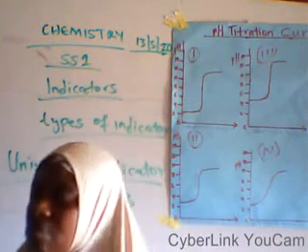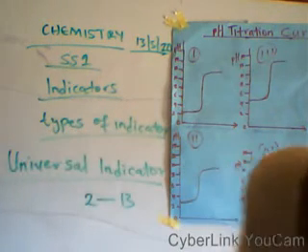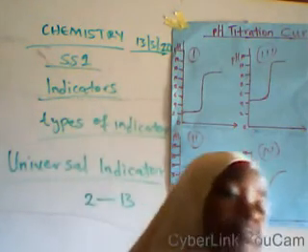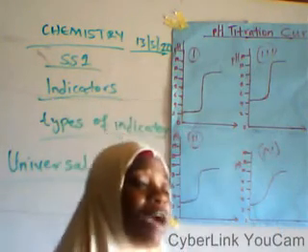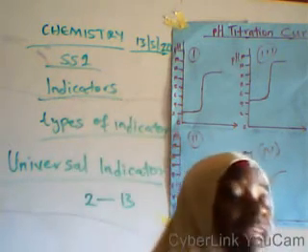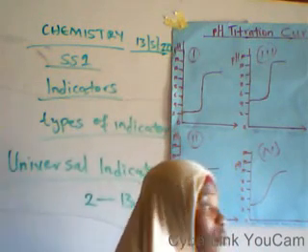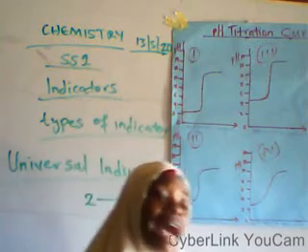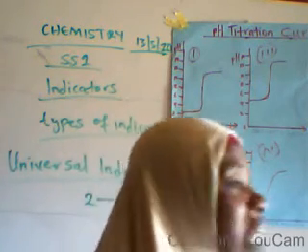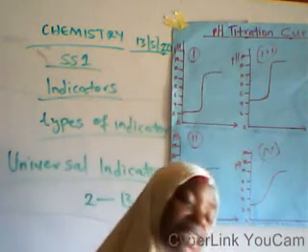Now, the next thing we are going to look at is choice of indicator for different titrations. Now we are going to look at four different types of titration and the suitable indicator that we can use for that type of titration. Number 1, titration of strong acid and strong base. If we are titrating strong acid against strong base, we can use any indicator.